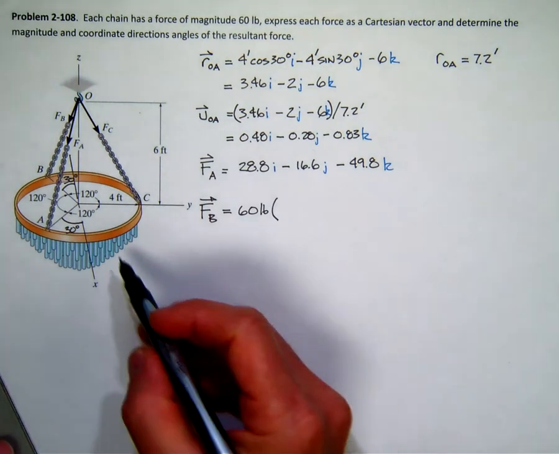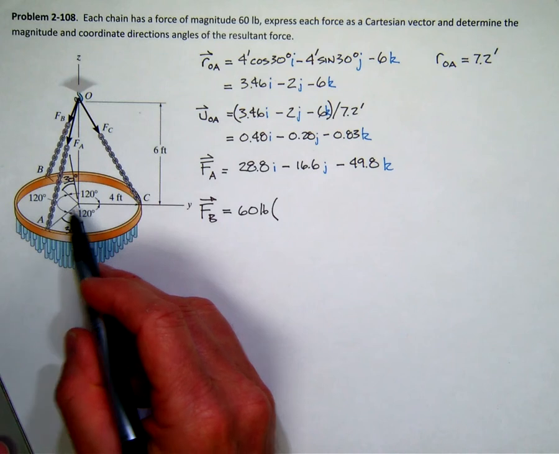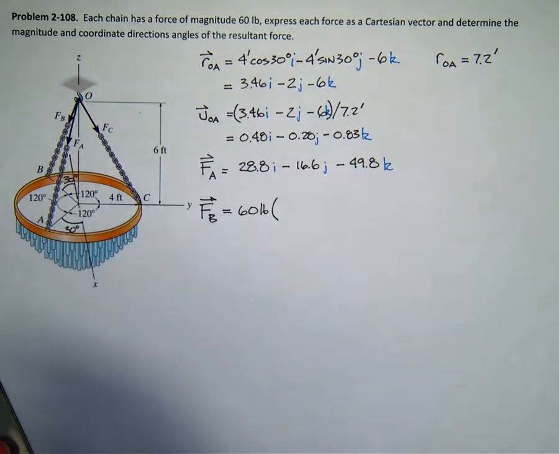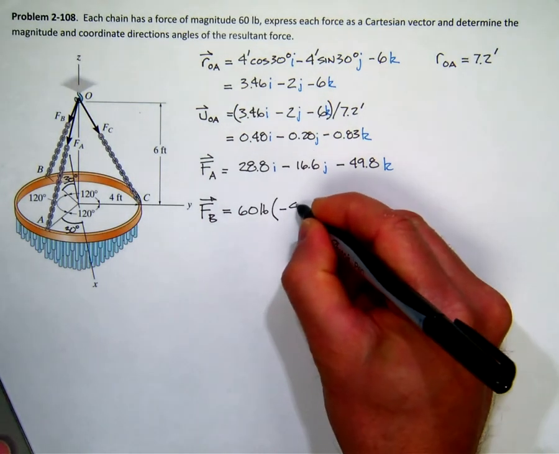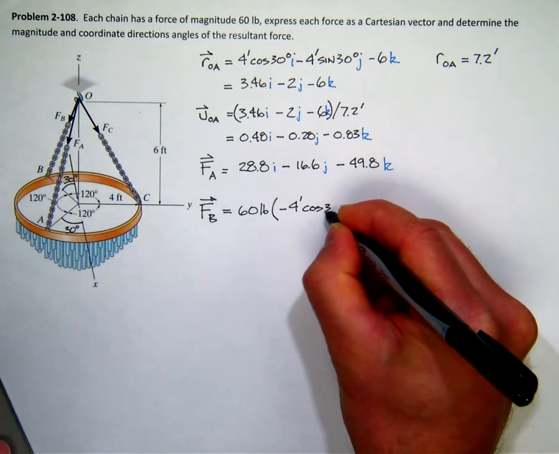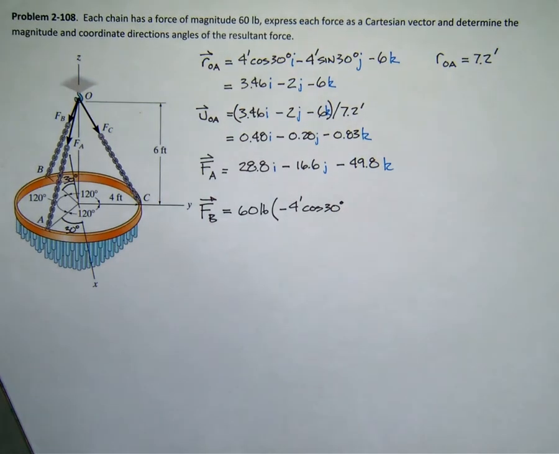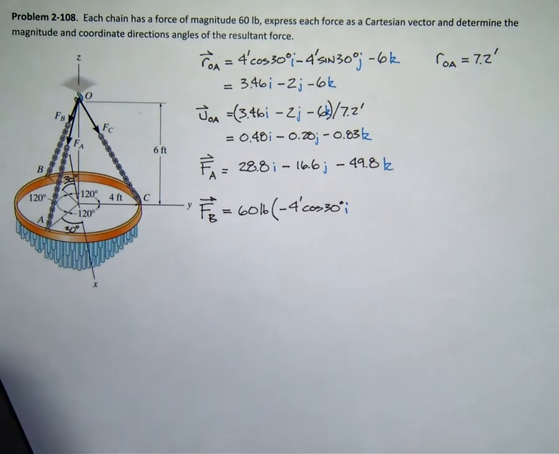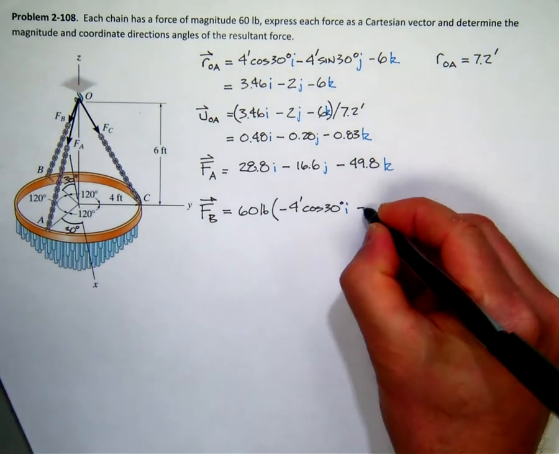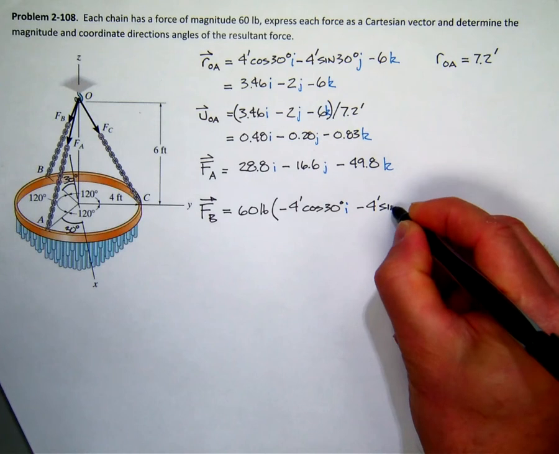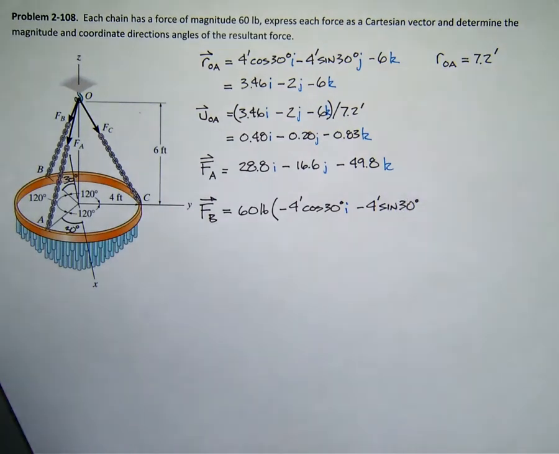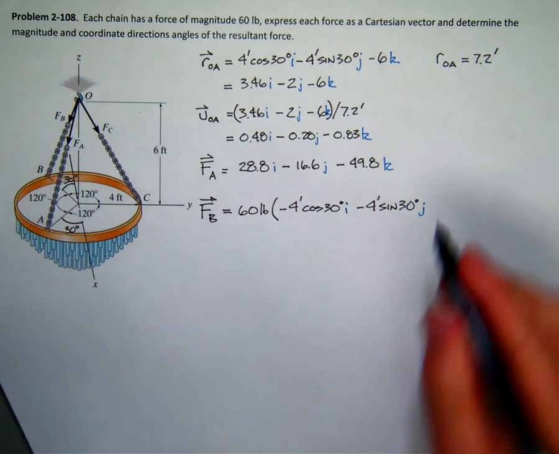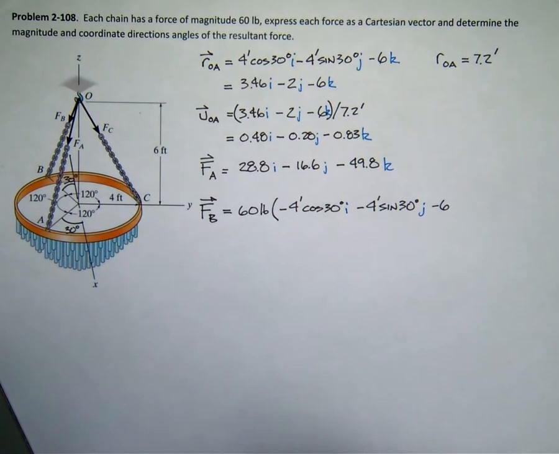So my x component now will be the same as before. It'll be the cosine of 30 times 4, but it'll be negative this time. So I'll go ahead and write it that way. Negative 4 feet cosine 30. Now what's our j component? Negative sine 30 times 4. Right, it's the same as before. So minus 4 times sine 30. And then fortunately all these have the same z component, right? Minus 6, and that's going to be in the k direction.